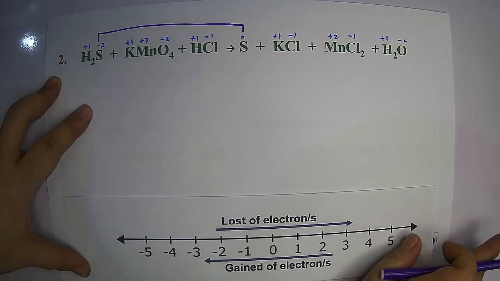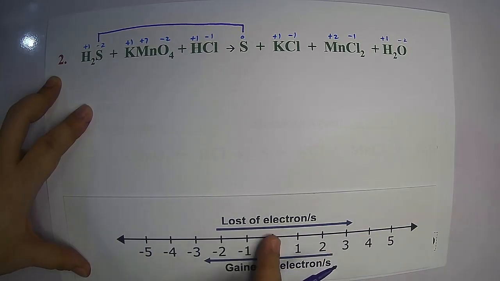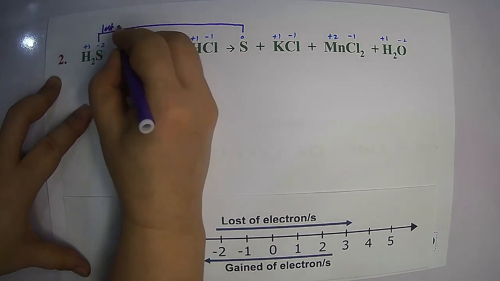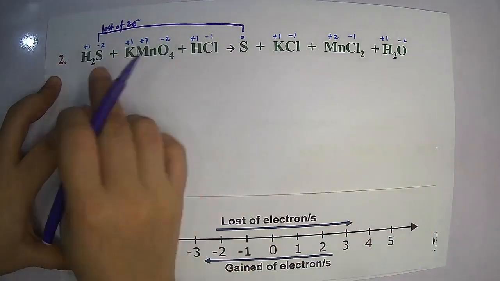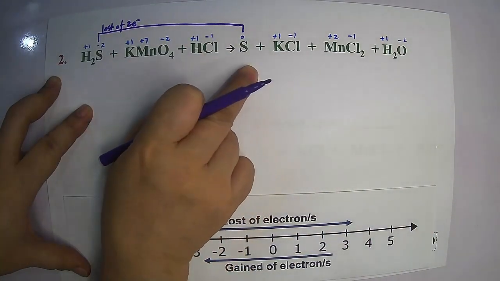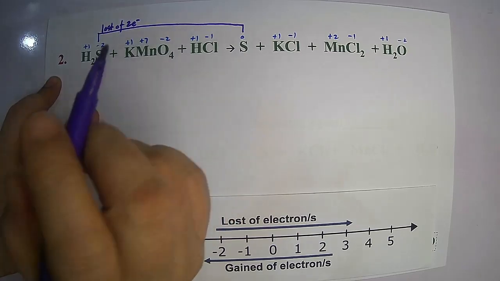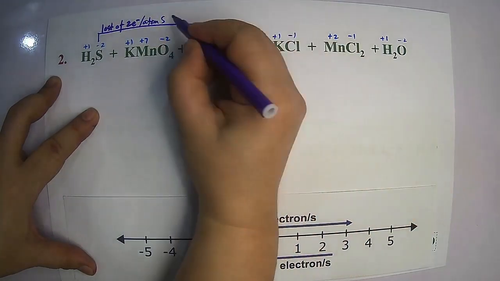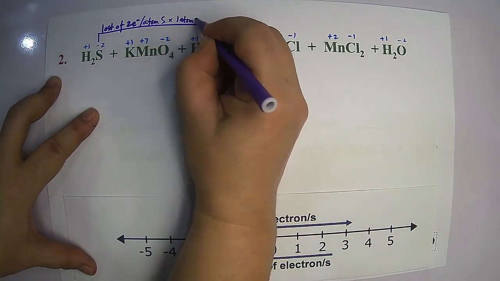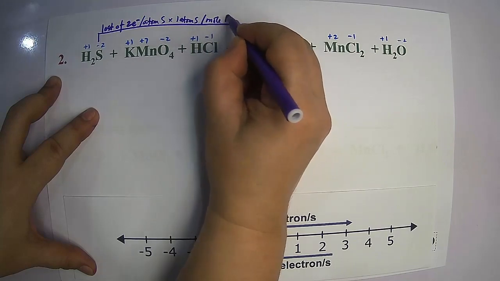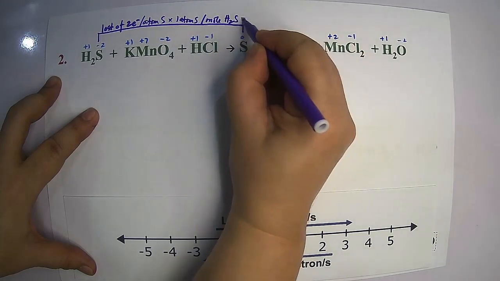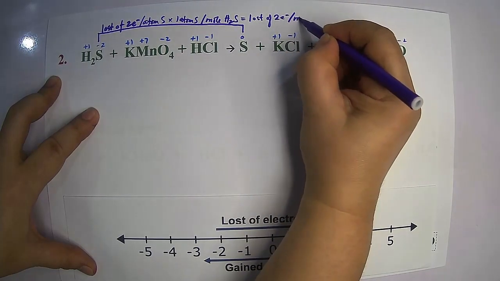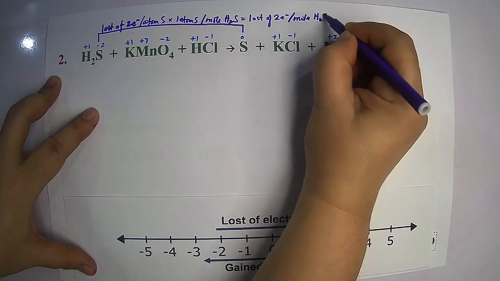You are moving to the right of the number line, from -2 to 0. So you have the loss of 2 electrons, because from -2 to 0 you increase your oxidation number. Loss of 2 electrons per atom of sulfur. And there is 1 atom of sulfur per mole of dihydrogen sulfide. So there is a total loss of 2 electrons per mole of dihydrogen sulfide.